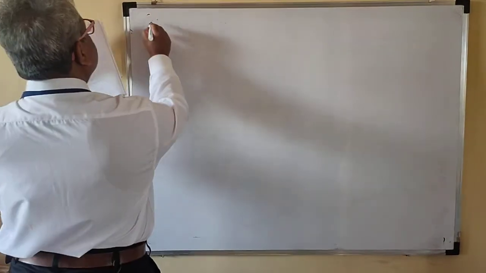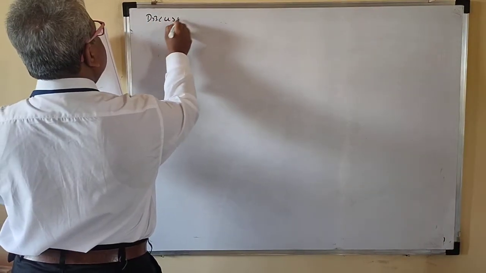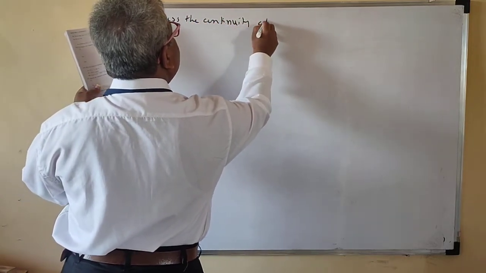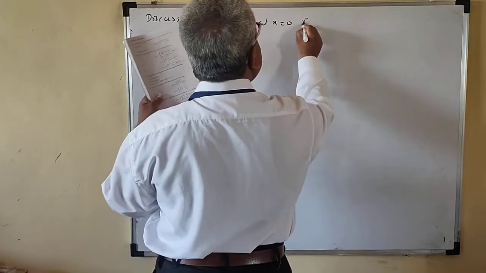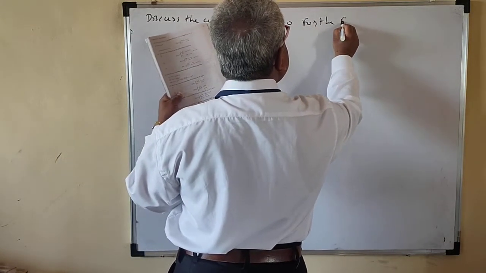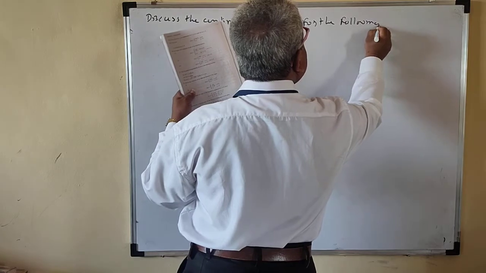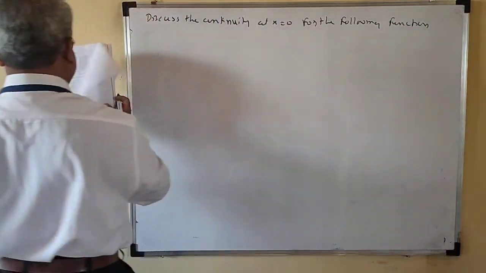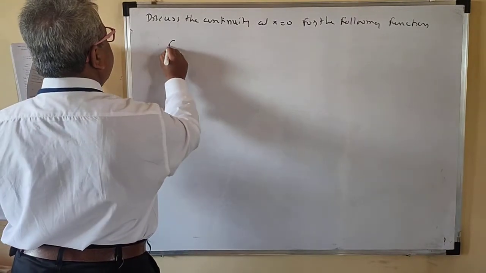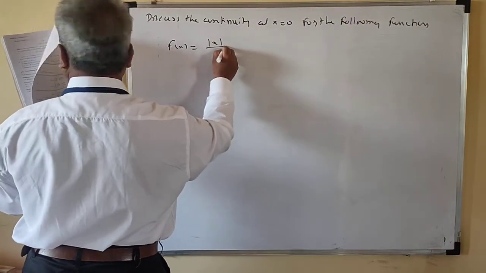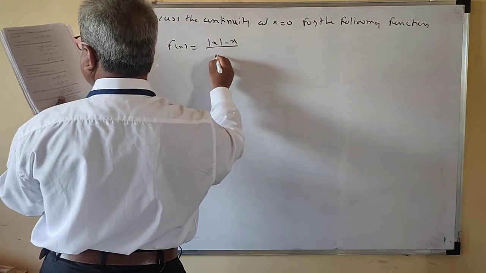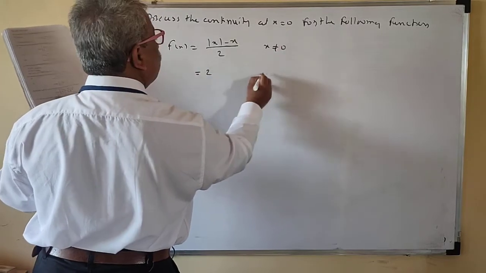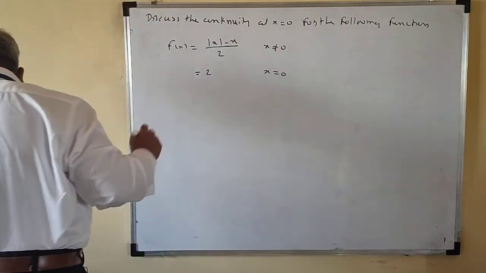Discuss the continuity at x is equal to 0 for the following function. f of x is equal to (mod x minus x) upon 2 for x not equal to 0, and f of x is equal to 2 for x is equal to 0.